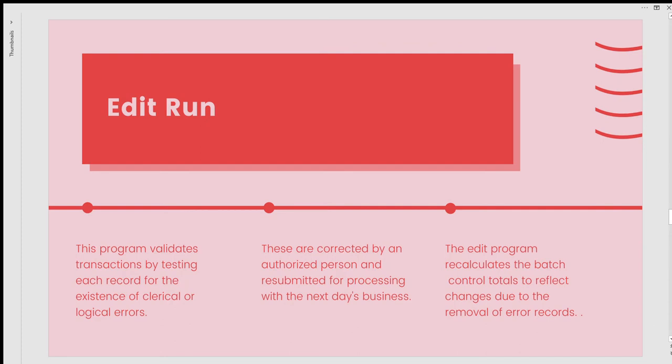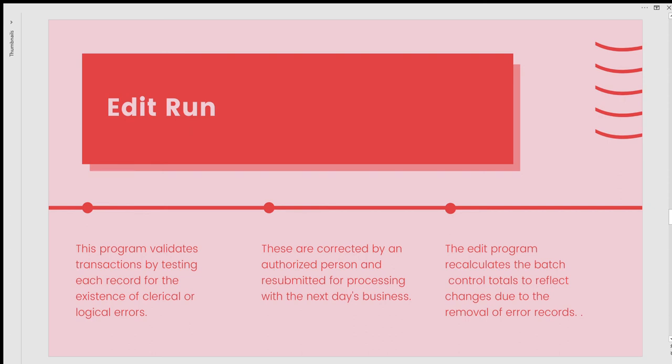So, next is edit run. This program validates transactions by testing each record for the existence of clerical or logical errors. These are corrected by an authorized person and are submitted for processing with the next day's business. The edit program recalculates the batch control totals to reflect changes due to the removal of error records.